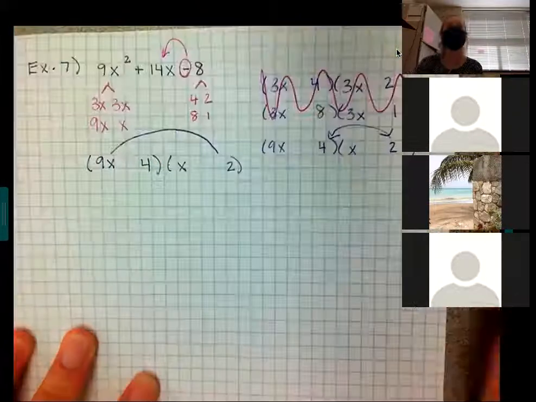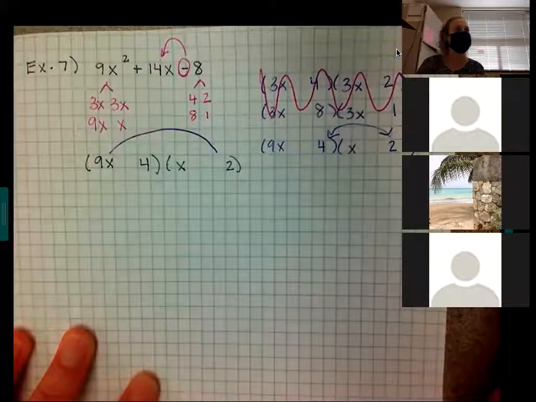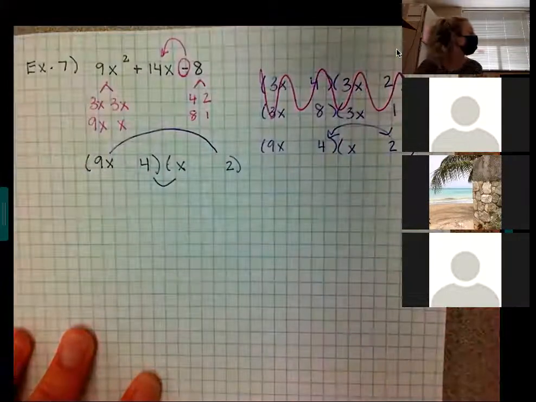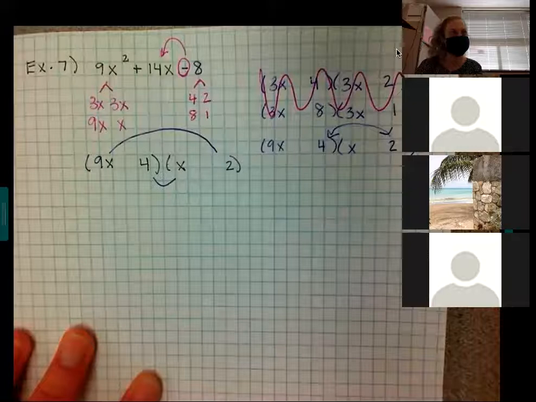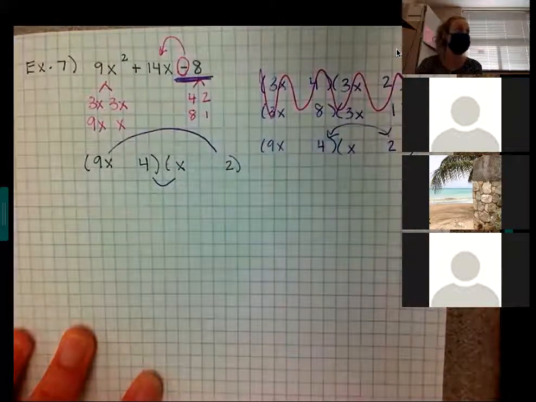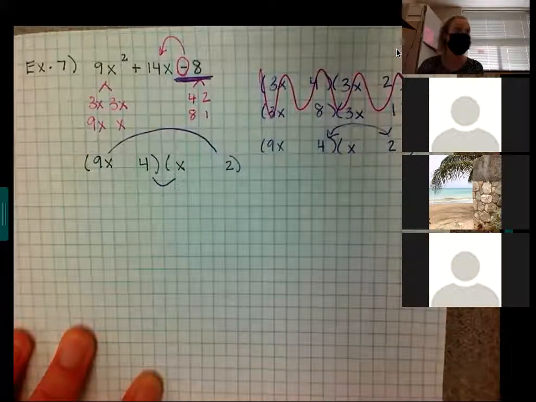9x times 2 is what? 18x. What's 18 minus 4, L'Oreal? 14. I set it up for you. You got to look at this back number. It was negative, so you're subtracting to make the middle. Don't forget that step, okay?